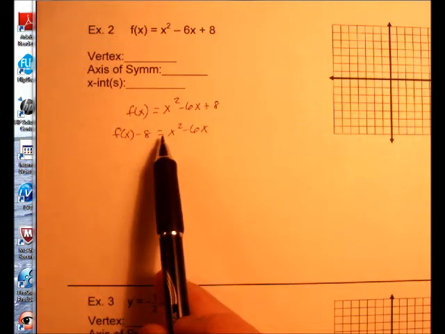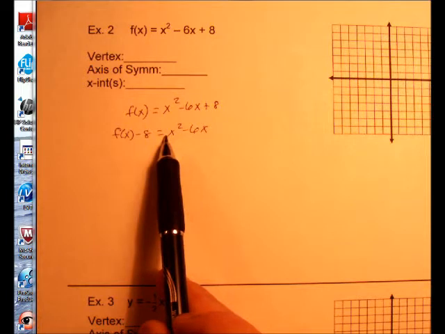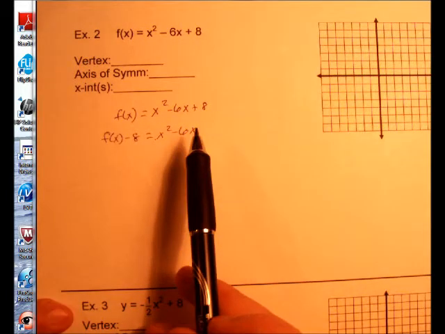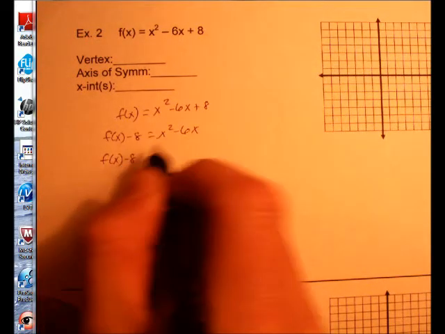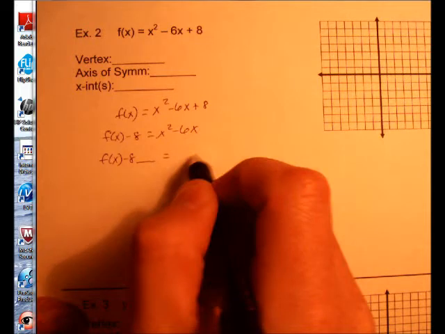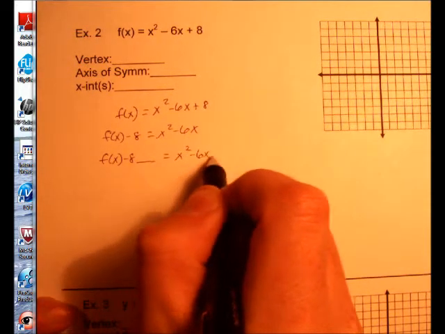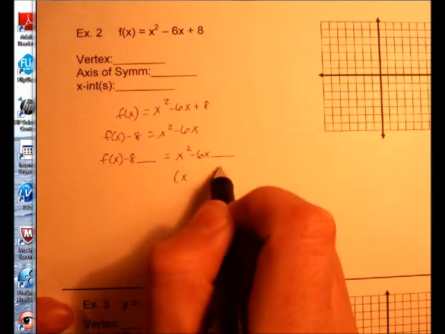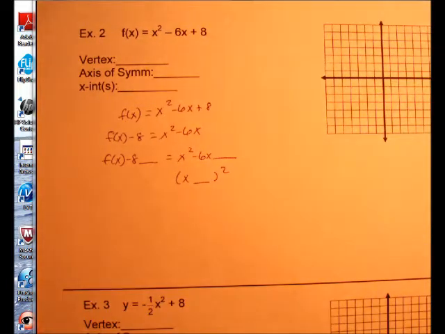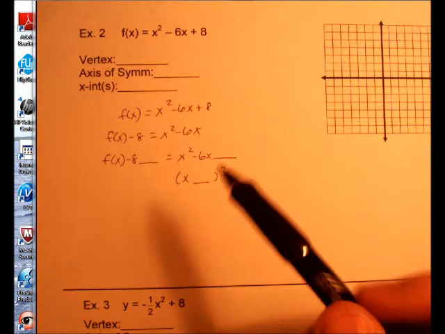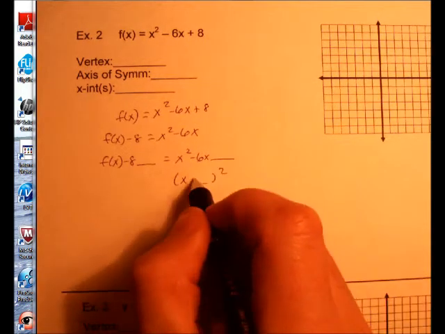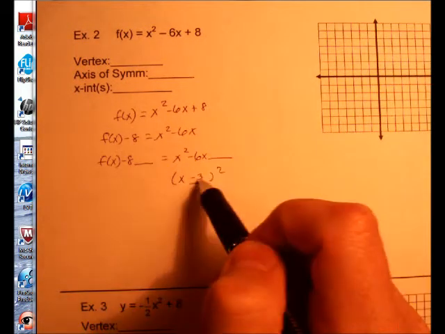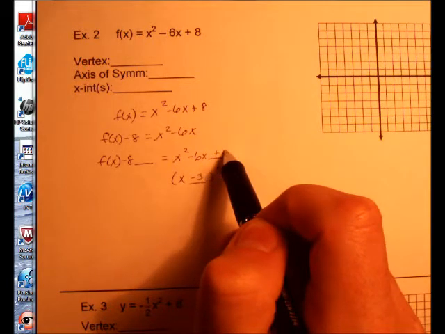Now remember, the next thing we had to do is get our a value to be 1. It's already a 1 right there, so we don't have to factor anything out like we did before. So that makes it a little bit easier for this time. So now I'm going to go ahead and write in the blanks that we did before. So we have it set up. And now what we want to do is go ahead and take half of negative 6, which is negative 3. And negative 3 squared is plus 9.